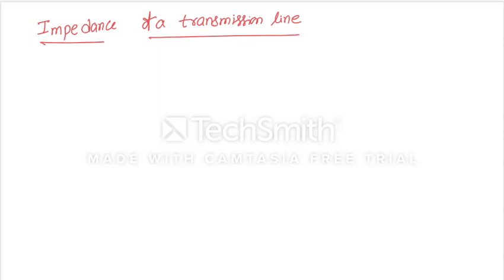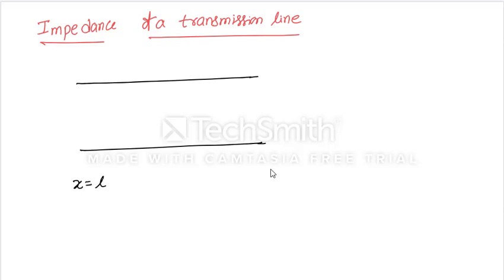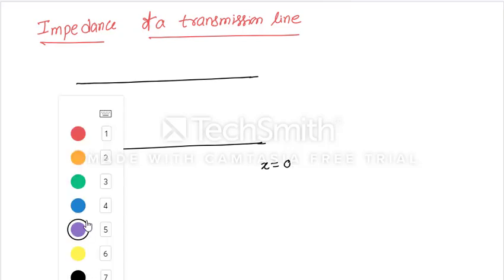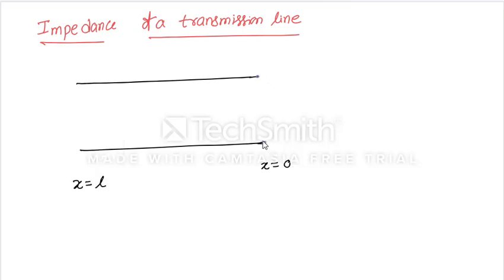Impedance of a transmission line. So consider this is my transmission line here. I can call this x is equal to L, and I will call this x is equal to 0. Now these are the load terminals, the terminals of a load, isn't it? This impedance we'll call ZL.